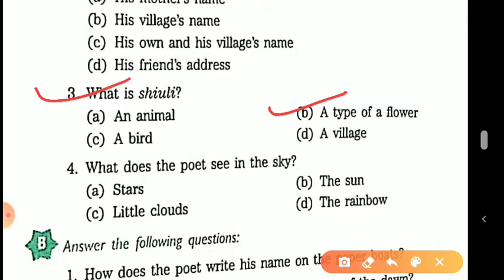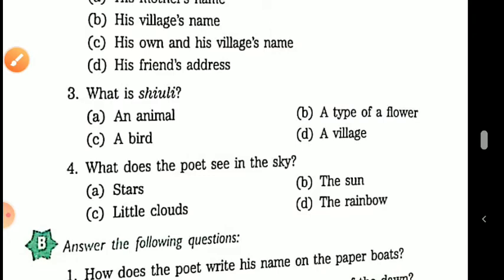Students, Shivli are a type of flower. They are small flowers, white in color with an orange stem. So, what is Shivli? Shivli is a type of flower.